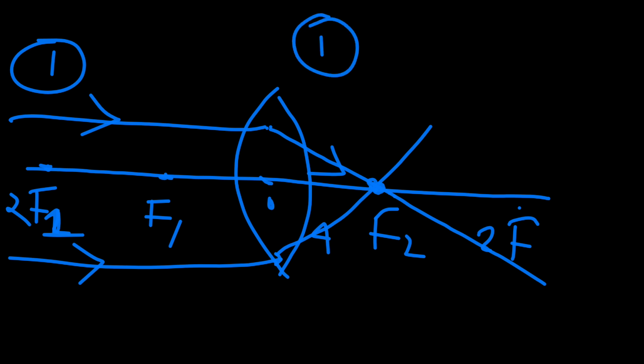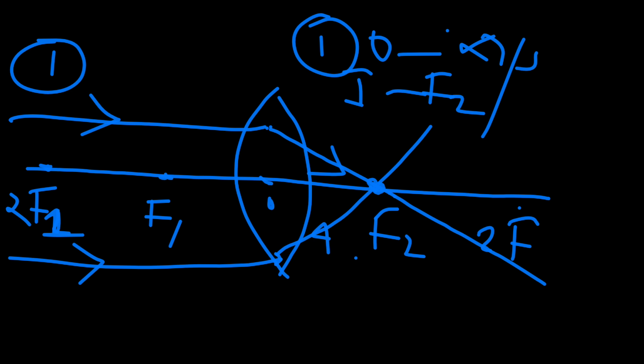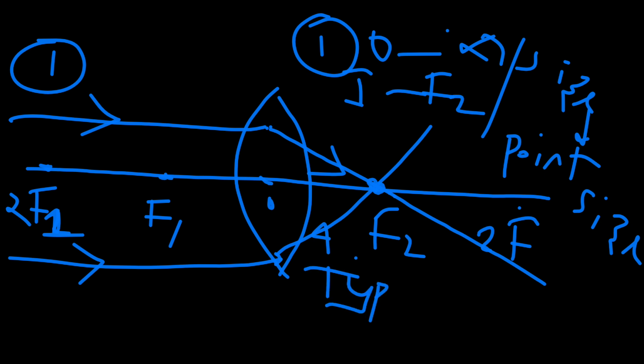Coming to the characteristics of the image that has been formed here, let's see one by one. Object at infinity, image at F2, size: point size. And the nature of the image: the rays really met with each other, so the type is real. If it is real, it should always be inverted. Clear? So this is the first situation.